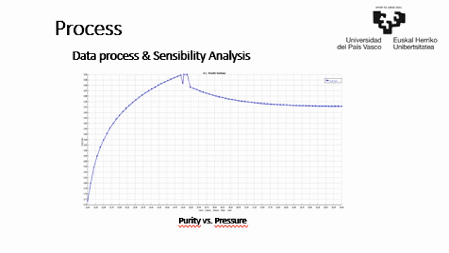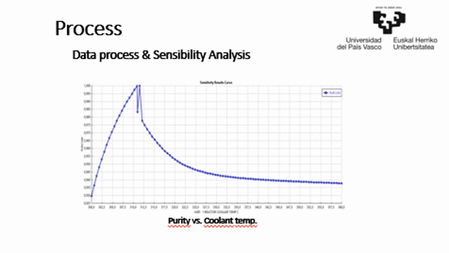Also, we have studied the coolant temperature, and we have determined that at 311 degrees the purity of Cumene increases to the same level as we talked about before, this 99%. Another sensitivity, for example the number of tubes, we have studied in the paper, but we couldn't put it here because of time. But please take a look at our paper, because you will find that sensitivity analysis.